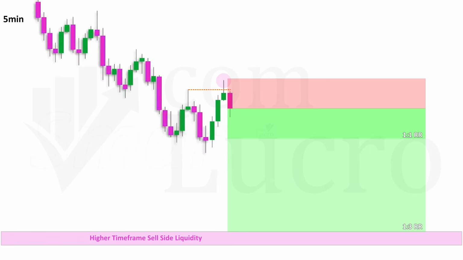Next, open a short position and place your stop loss above the high of the liquidity grab. Allow price enough room to move. Avoid keeping your stop too tight. For your target, aim for the next clear sell-side liquidity level. This keeps your trade structured and intentional.